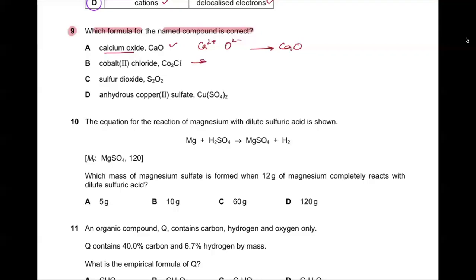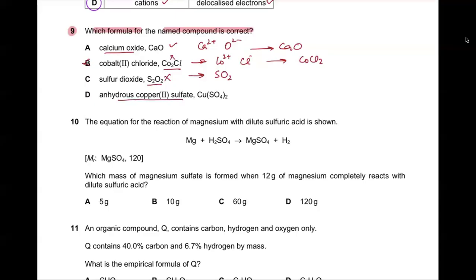So it's wrong because cobalt 2 means cobalt has a 2 positive and Cl has a negative 1. So when you make the formula, it will become CoCl2 and that is wrong. Sulfur dioxide. Sulfur dioxide is SO2. So C, this goes wrong.